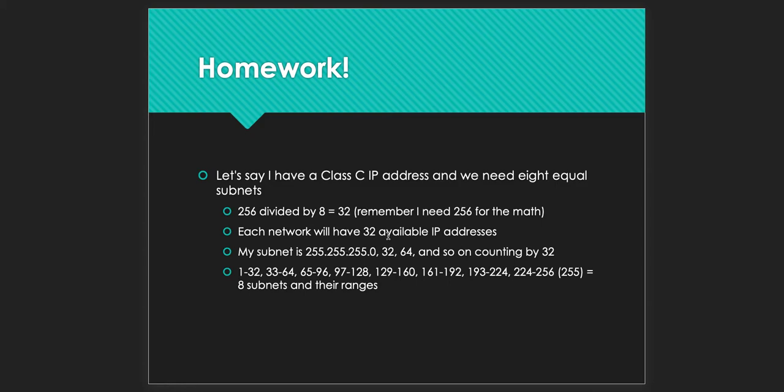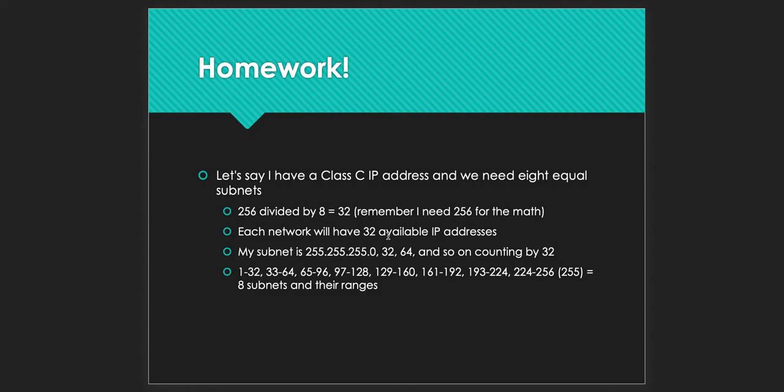Let's say I have a Class C IP address and I need 8 equal subnets. Some of these are going to look really CompTIA-ish when you get down to it, because some of these are things you'll see in a lot of CompTIA training for the Network Plus, which is kind of interesting. You'll see these exact same things. I have a Class C IP address. I need 8 equal networks. Well, 256 divided by 8 is 32. Remember, I need 256 for the math.